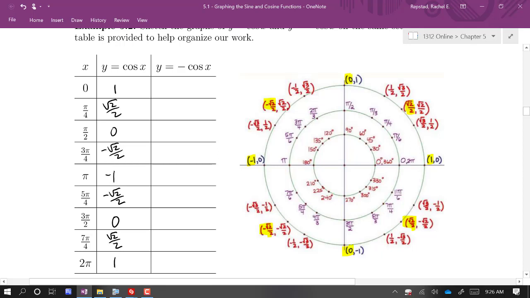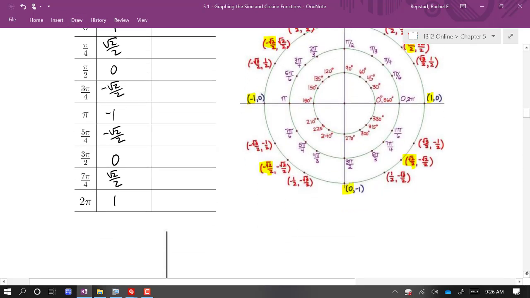Again, for the cosine function, I don't have to go any further than from 0 to 2 pi, because if my angles kept going, I would just get the same values repeated again. So we can plot these. Again, root 2 over 2 is approximately 0.707.